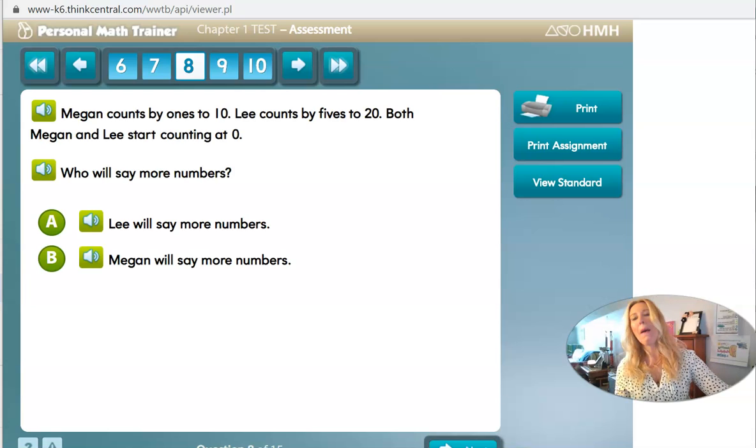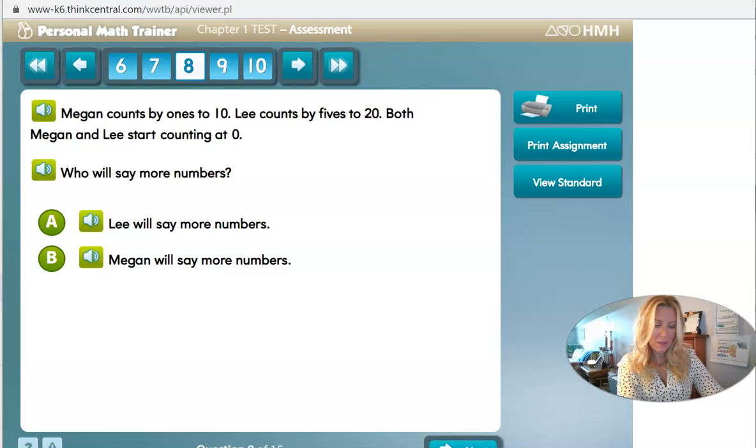Next question. Megan counts by 1s to 10. Lee counts by 5s to 20. Both Megan and Lee start counting at 0. Who will say more numbers? Well, this is when Ms. GW gets her pencil and her notebook, and she starts writing down.